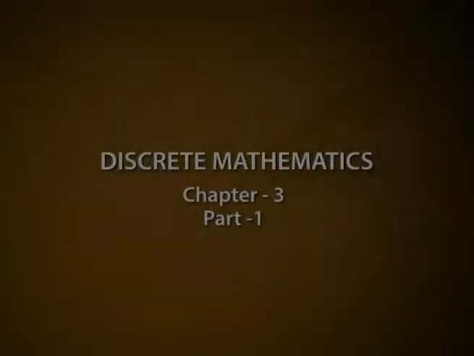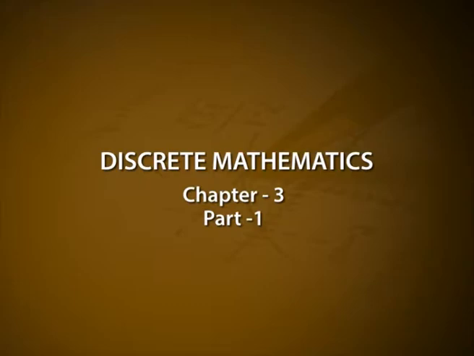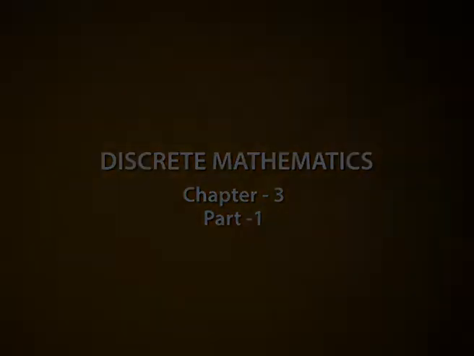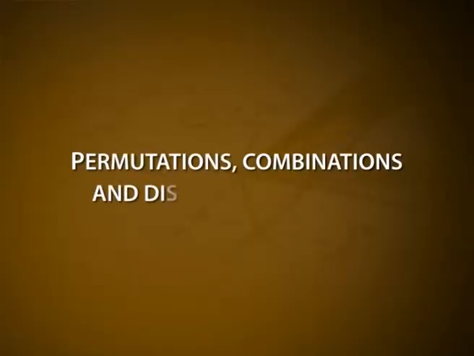Friends, let us pass on to the third chapter of our course in discrete mathematics. For convenience, we split this chapter into two sessions. The first one includes a detailed discussion of various counting techniques leading to the permutations and combinations. Many problems also will be discussed. We reserve the elements of the discrete probability theory to the next session. Permutations, combinations and discrete probability.